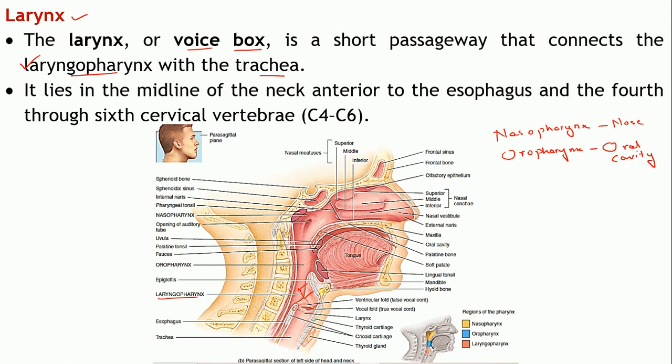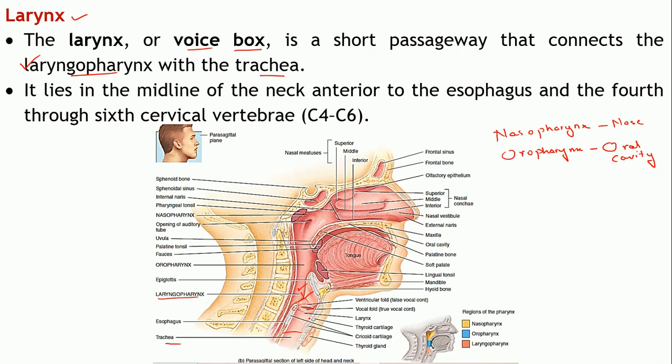Okay, so this larynx extends from the inferior portion of the laryngopharynx anteriorly, and it extends downwards and connects with the trachea, which is the next part. Okay, so somewhere over here. So that's the location of the larynx.